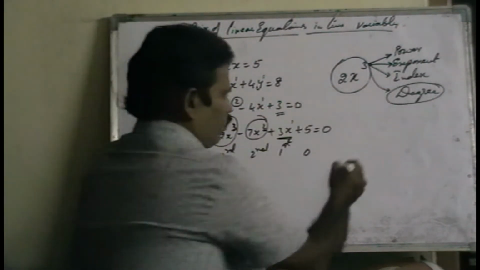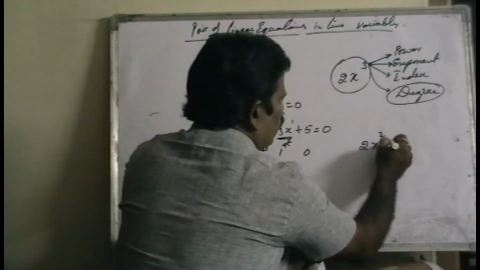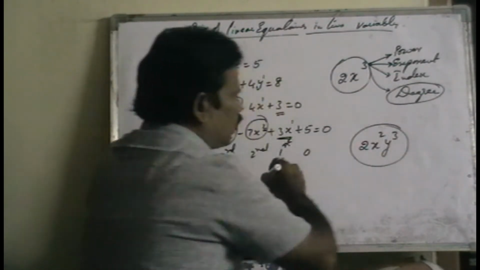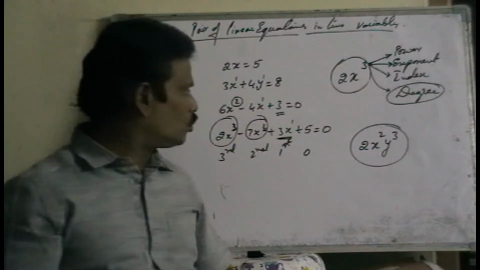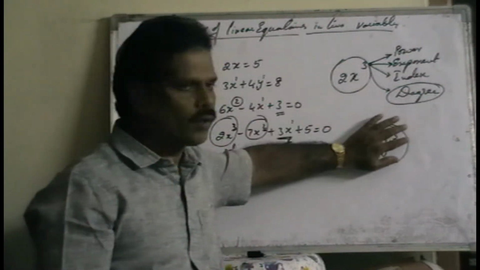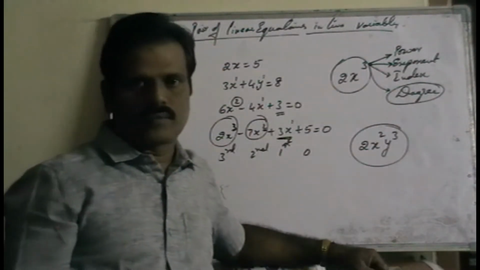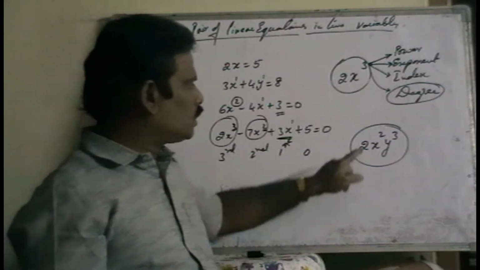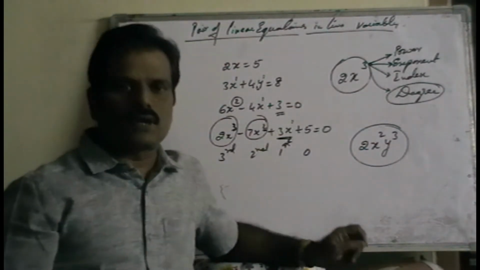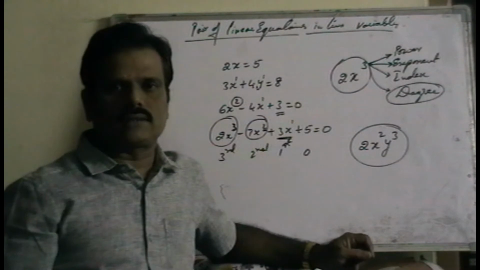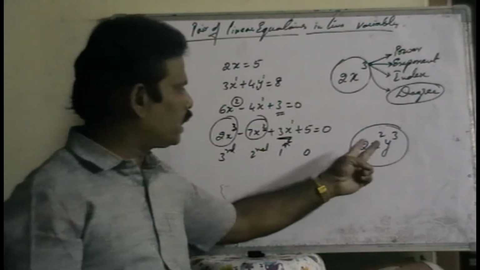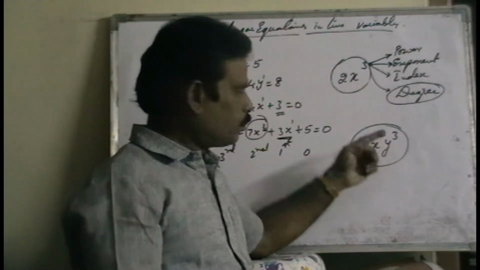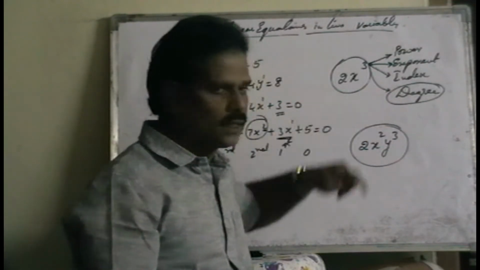For example, 2x square y cube. Now it is one term. 2x square y cube is only one term. Now which degree is it? Right? Now we know that the power of the variable is called degree. Now here two variables are there. That means is it second degree or third degree?